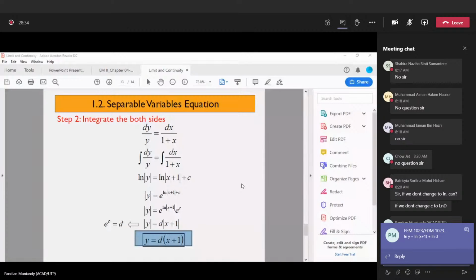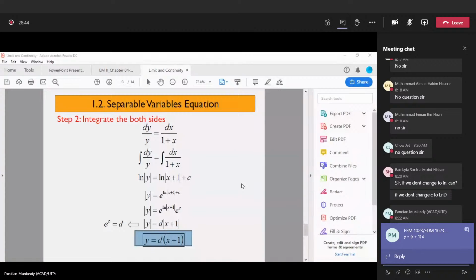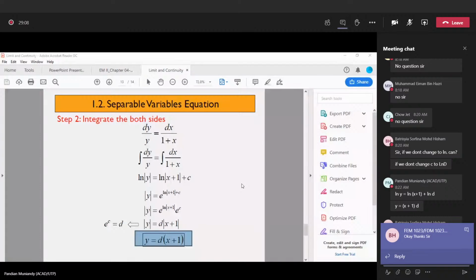x plus 1 and then d, like this. Because on the right hand side, the ln multiplication becomes addition. So if you don't change, also can, but this is the idea. So the creativity is like this. Now, you want to find the value d now. You can try c also.